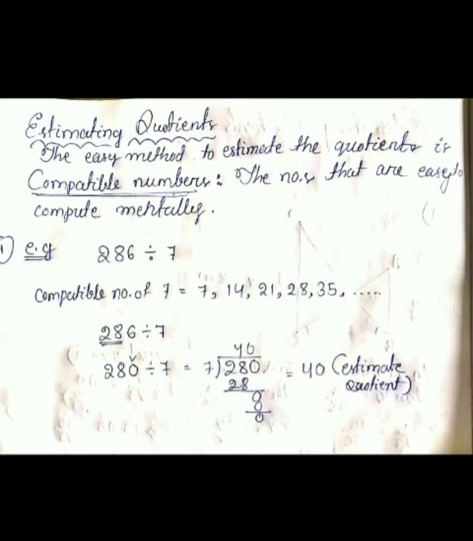How to estimate the quotient? For that, you have to find the computable numbers of 7. Okay? Here, the computable numbers of 7, already all of you know the 7 table. Write the computable numbers of 7: 7, 14, 21, 28, 35 and so on.